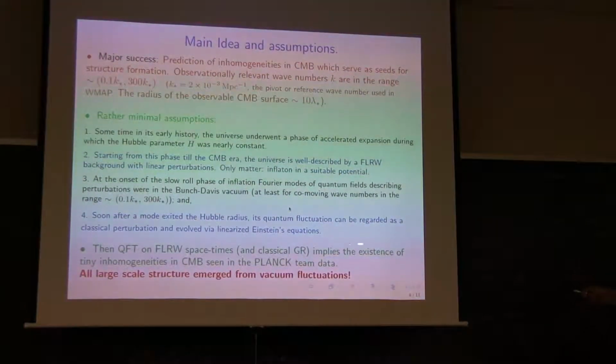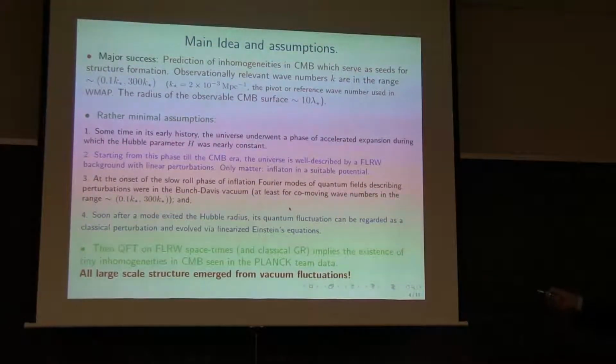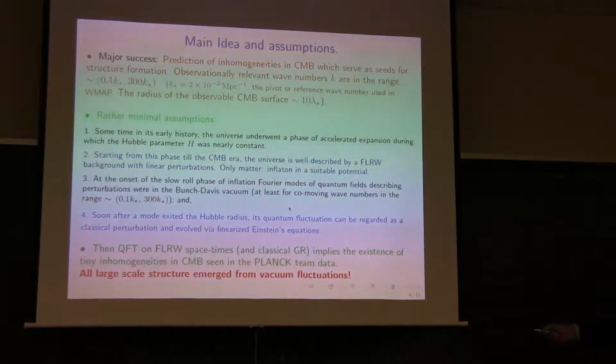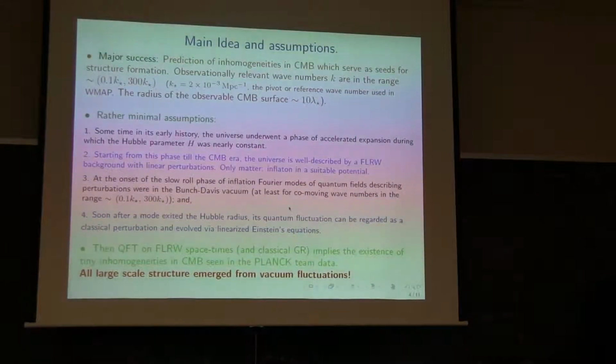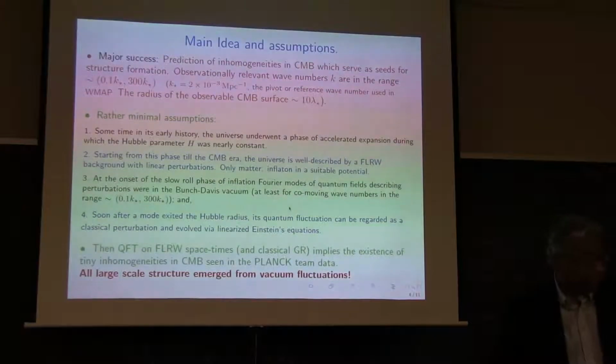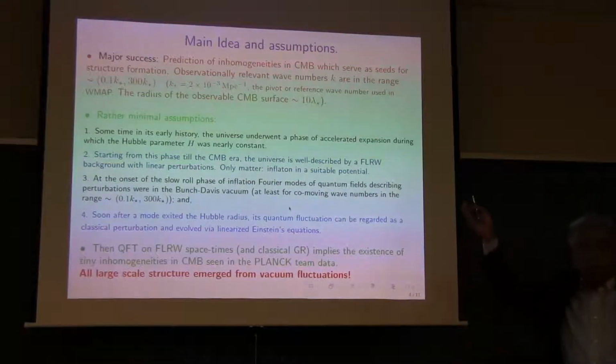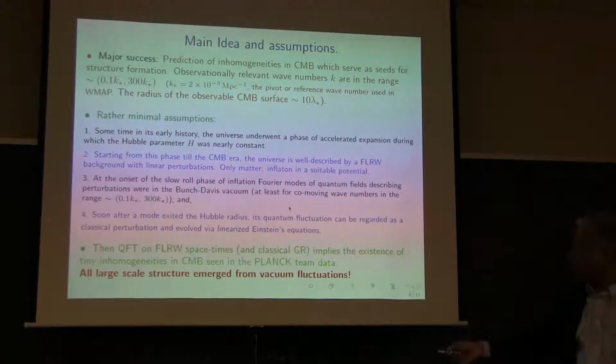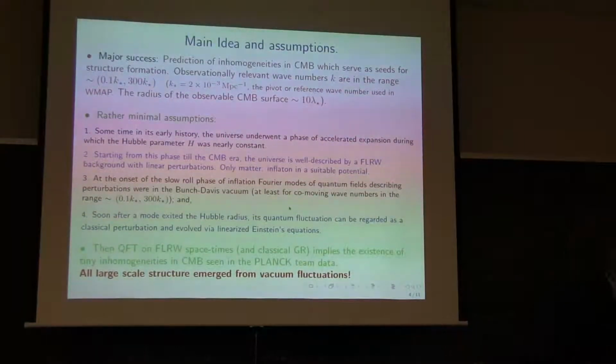So these are the assumptions, and the amazing thing, to me at least, is that, I'm not saying that these assumptions are obvious, natural, or anything like that. But if you make these assumptions, then quantum field theory in this Friedmann-Lemaître-Robertson-Walker space-time and classical general relativity implies that in the CMB there will be some tiny inhomogeneities, and these are observationally confirmed, and then these inhomogeneities grow to give us the large-scale structure of the universe. And therefore all large-scale structure emerges from the vacuum fluctuations, which is an extremely strong statement.